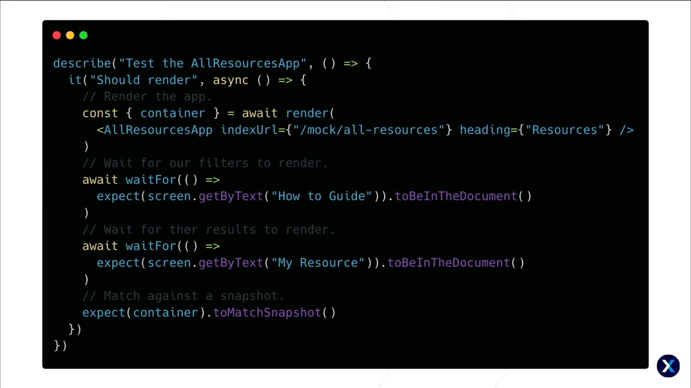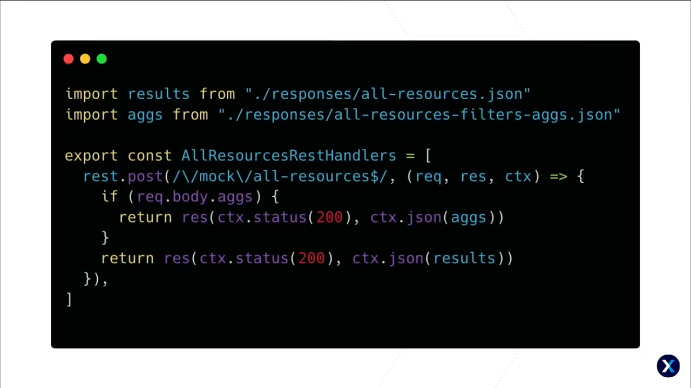So this is an example of a test for our search app. We render the app up the top, and notice we pass it a mock index URL. That's going to help us in a minute with Mock Service Worker. We wait for our filters and our results to render, and then we just match it against a snapshot. That snapshot is stored in the code base, so things like CI or other developers will be running these tests against the same snapshot, so it's very easy to know if anything broke. And they're very fast.